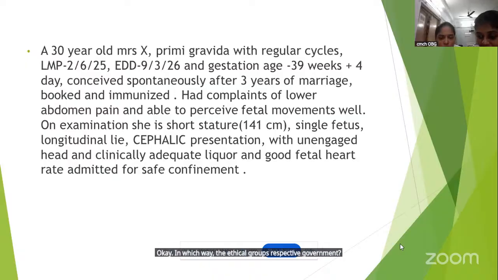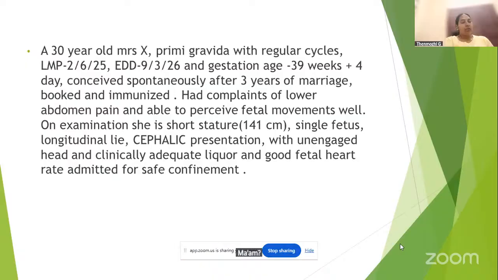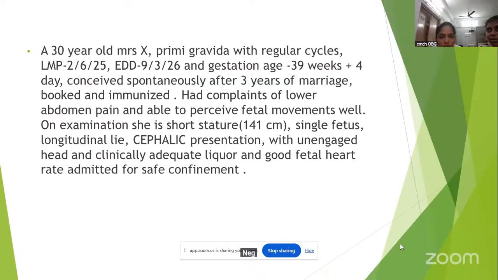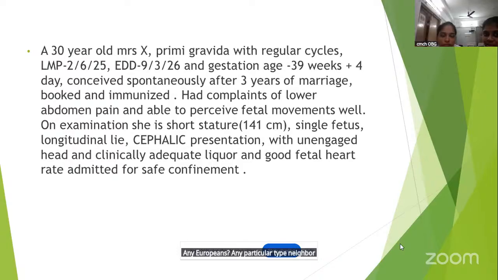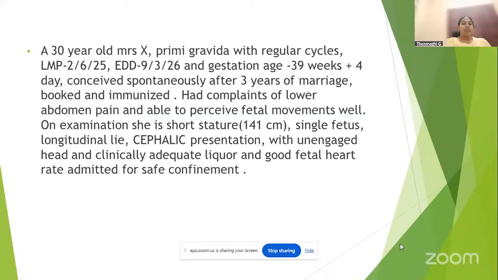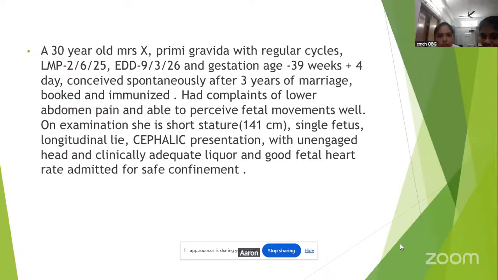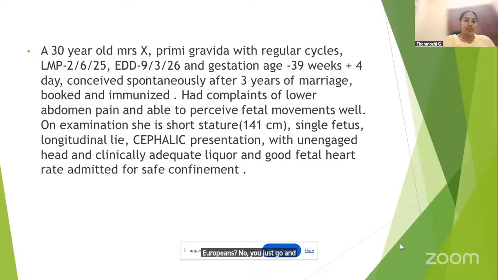In which ethnic groups are these pelvis types common? In Negroes, what type of pelvis will occur? Negroes are tall in stature. Europeans, Caucasians and Europeans, anthropoid. You just go and verify all these questions now.